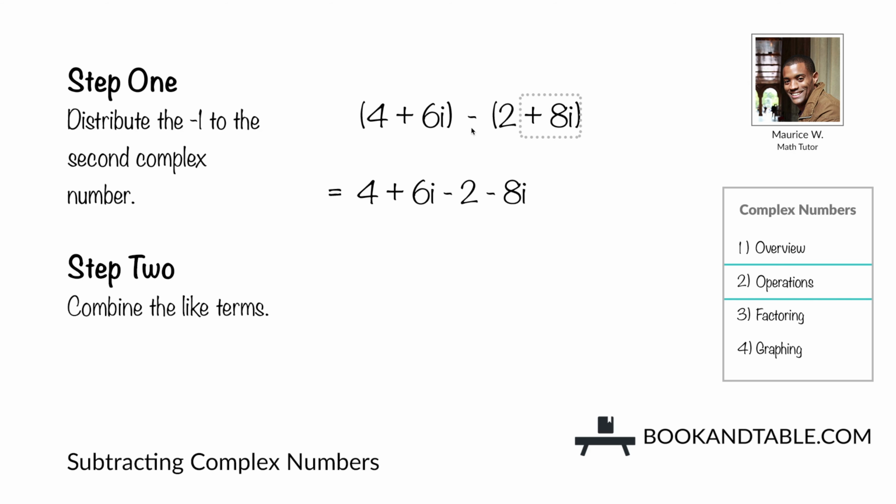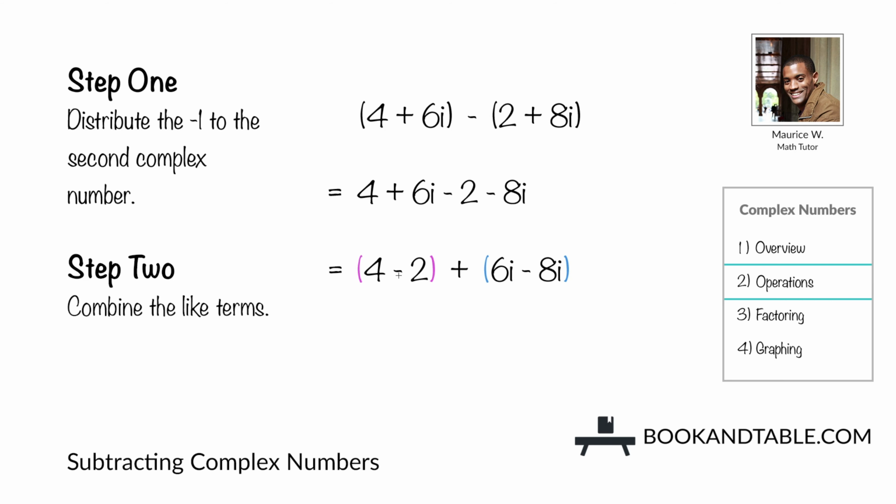And now we distribute the -1 to +8i. -1 times +8i is equal to -8i. So after we've distributed the -1, we wind up with 4 plus 6i minus 2 minus 8i. So we have 2 real numbers and 2 imaginary numbers. So the second step is to combine the like terms. So we combine our real numbers 4 and -2, giving us 4 minus 2. And we add that to the sum of 6i and -8i.